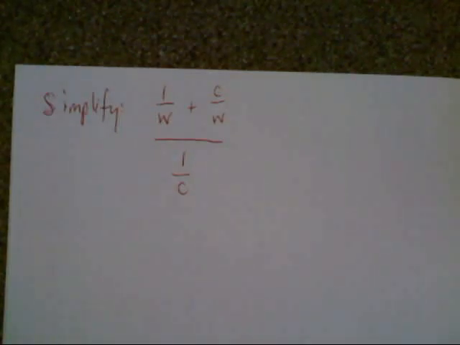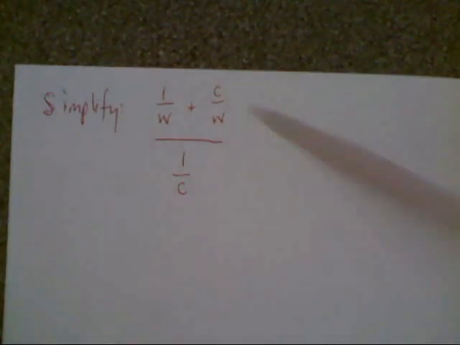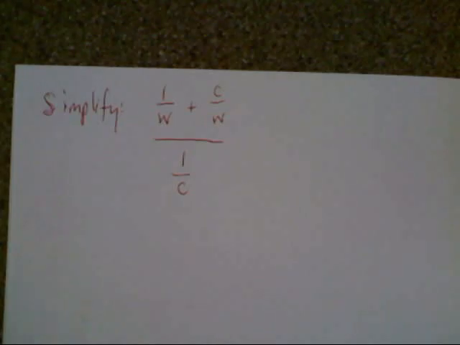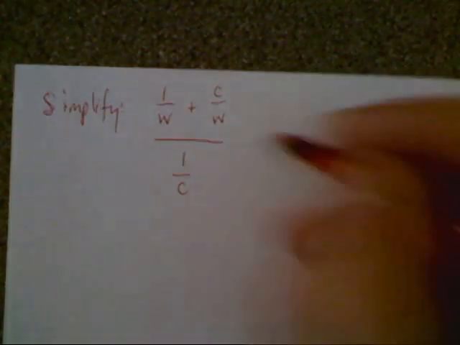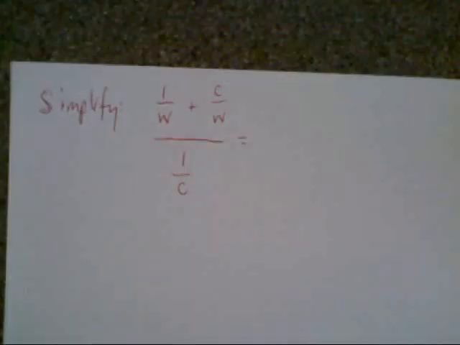So before we can use KFC, what do we need to do to the top? Yeah, we're adding fractions on top, so we need to find a common denominator. Luckily for us, we already have one, don't we? The common denominator will be W. So what should this thing look like?